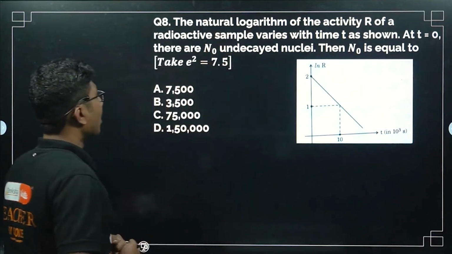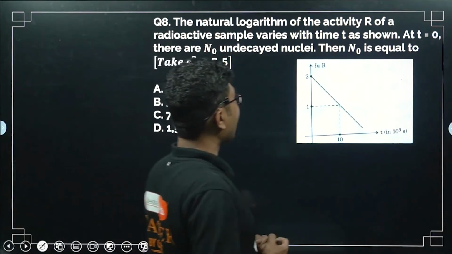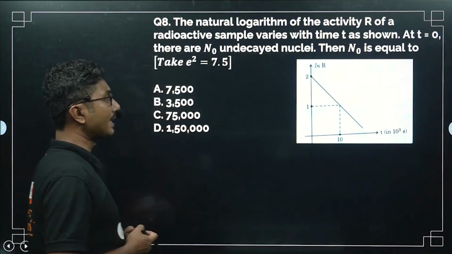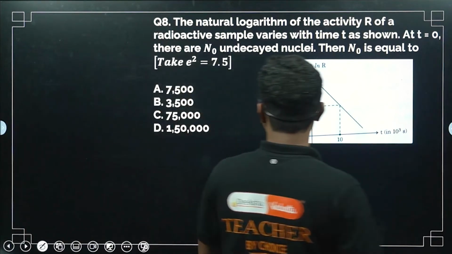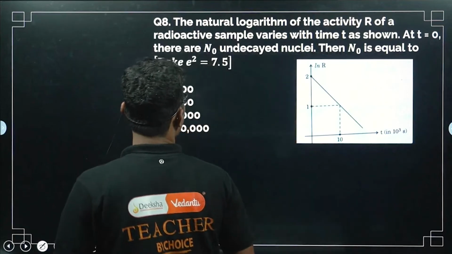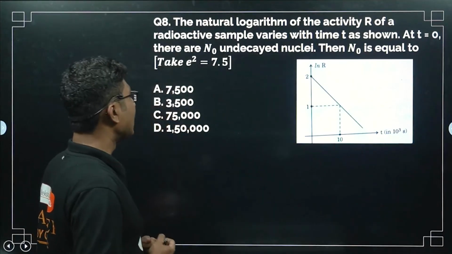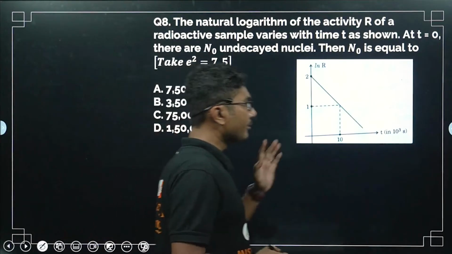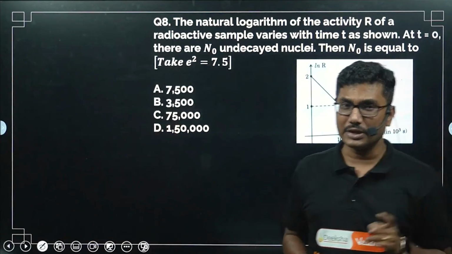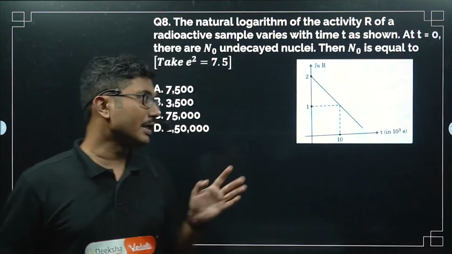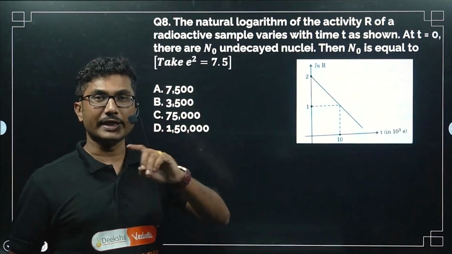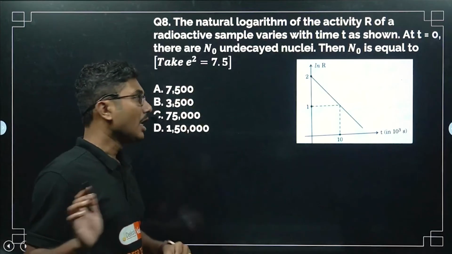The natural logarithm of activity R of a radioactive sample varies with the time t as shown. At t equals 0, there are N naught undecayed nuclei. Then N naught is equal to, take e square is equal to 7.5. Before going into this problem, you can skip this. This is an out of syllabus question. This is no longer in your KCET syllabus, but this is a very good problem for NEET and JEE Mains. So I am going to solve it quickly.